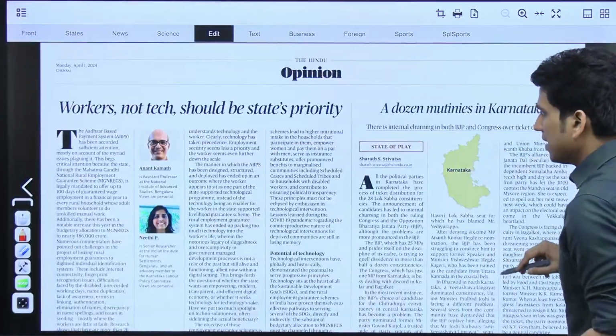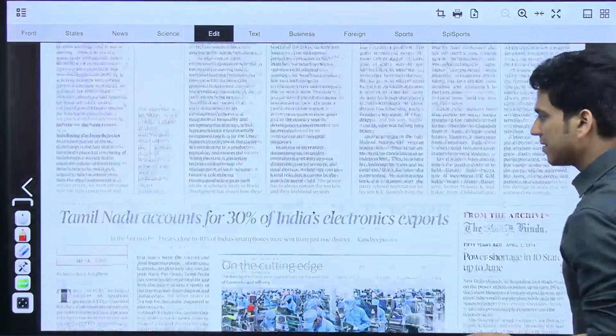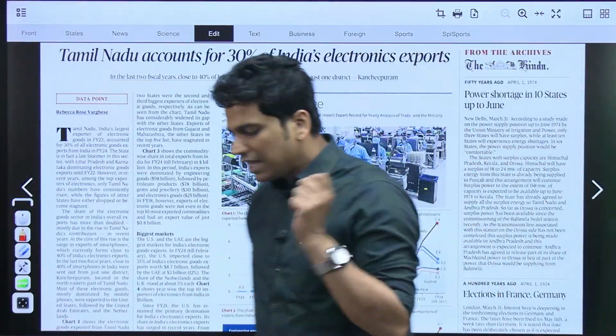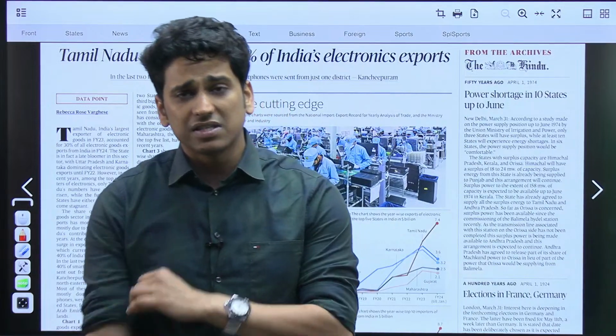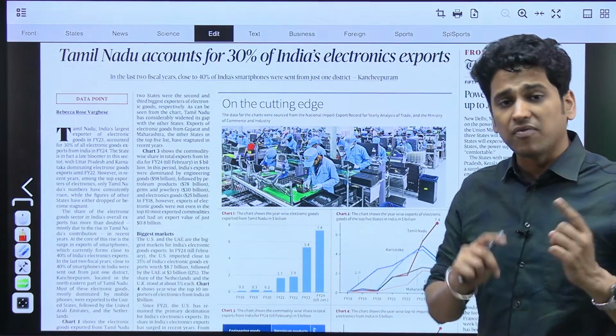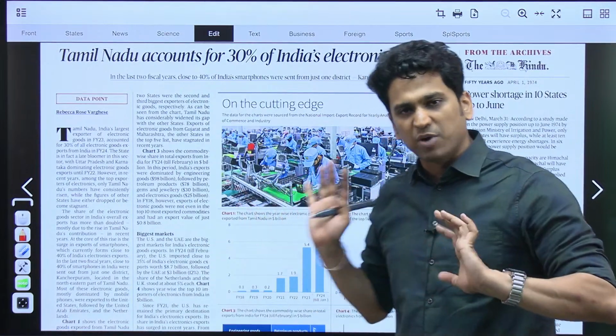Now the next article that we're going to discuss is related to Tamil Nadu accounting for 30% of India's electronic exports. Now this is the data that has been provided in the form of charts and graphs, but very important data because this is a direct prelims question, right?